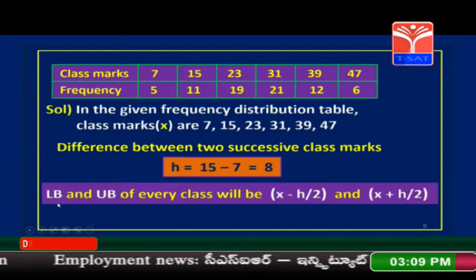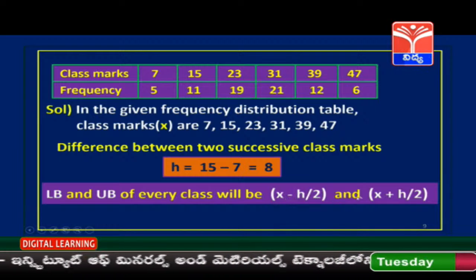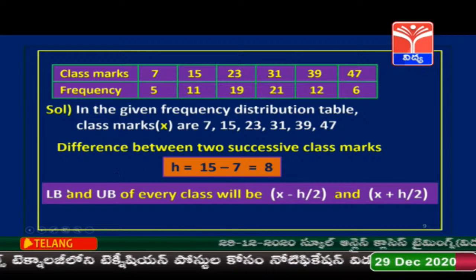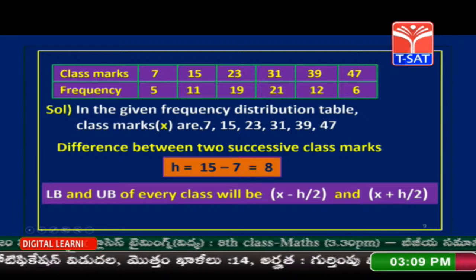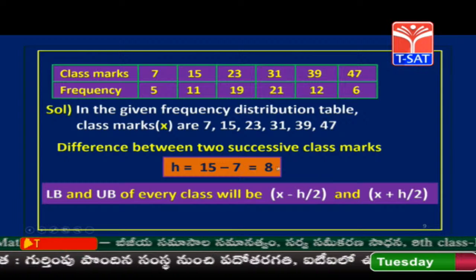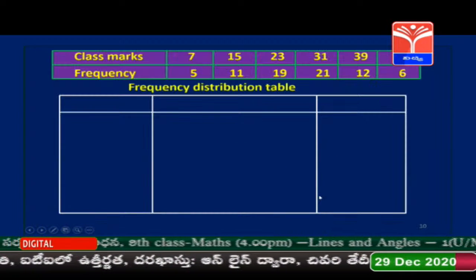Now the lower boundary and upper boundary of every class will be x minus h by 2 and x plus h by 2. So lower boundary is x minus h by 2. Upper boundary is x plus h by 2. What is x? Yes, it is the class mark. Children, what is h here? 8. If I take h by 2, what will I get? 8 by 2 which is equal to 4. So like this we can prepare the frequency distribution table.